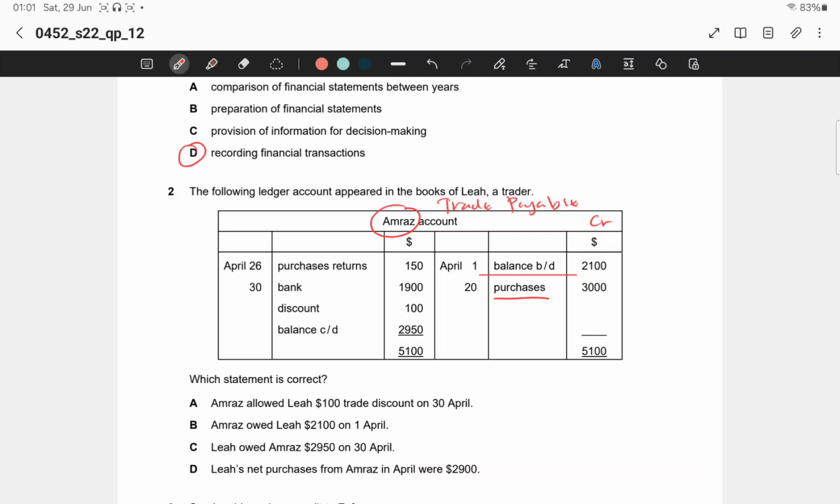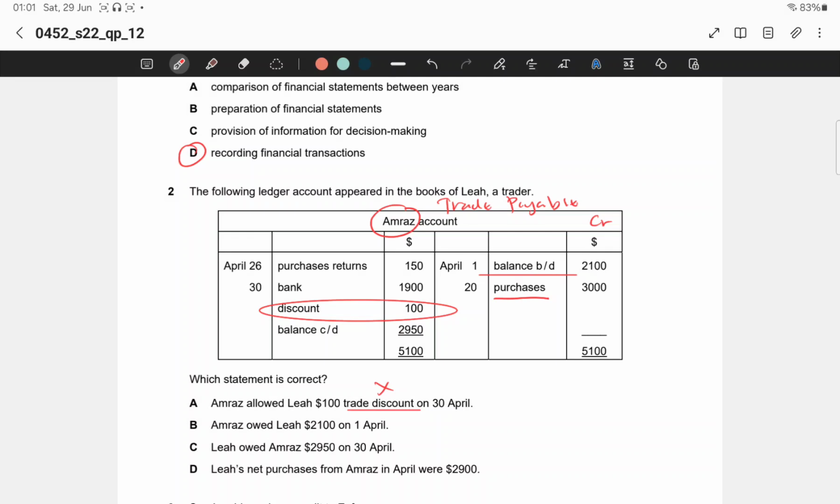Let's look at which statement is correct. A: Ambras allowed Leah 100 trade discount on 30 April. You can see 30 April discount 100, but the key here says trade discount. Do you need to record trade discount? No, we don't need to record trade discount. We only record cash discount. Only cash discount can be identified as discount allowed or discount received. So A is wrong.